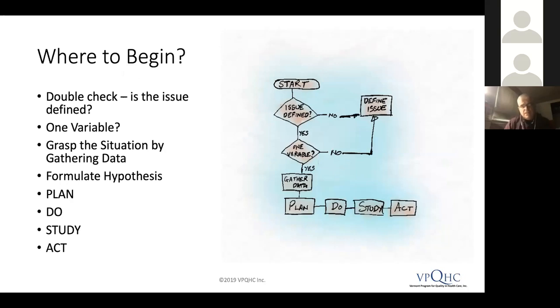Well, let's start and figure out if the issue is defined to start off with. This is what we were talking about 3 slides ago when we were talking about defining that issue, really understanding it, grasping the situation by gathering data. Do you have it down to a simple problem, ideally with one variable? So you're going to formulate a hypothesis, and then you're going to work through the plan, do, study, act cycle. So you're going to plan how to test that hypothesis, then you're going to actually run the experiment and do it. You're going to study the results and then act on those results afterwards. But the important part is the upfront component to it.